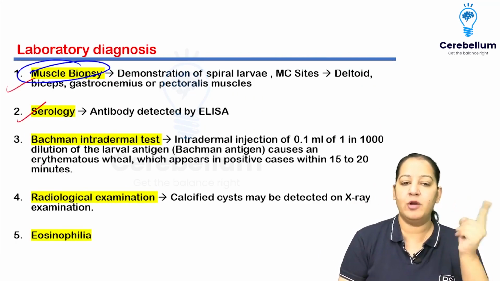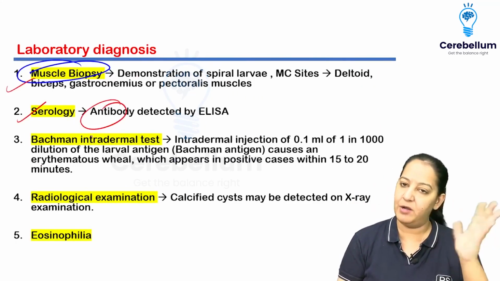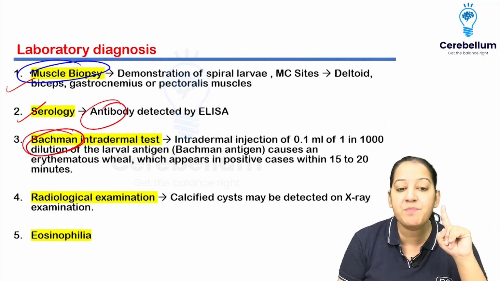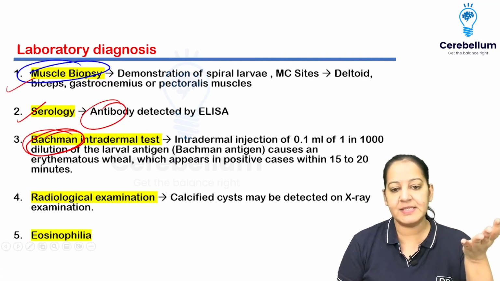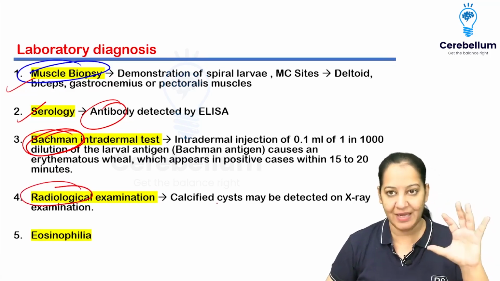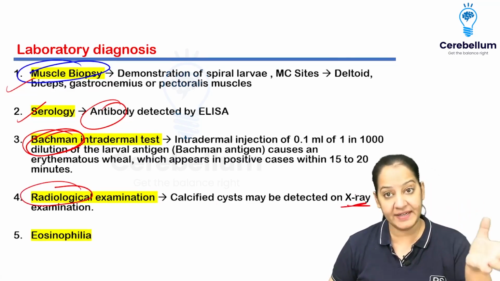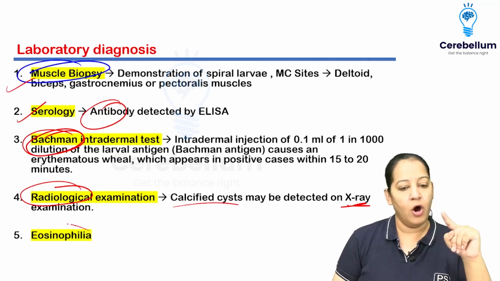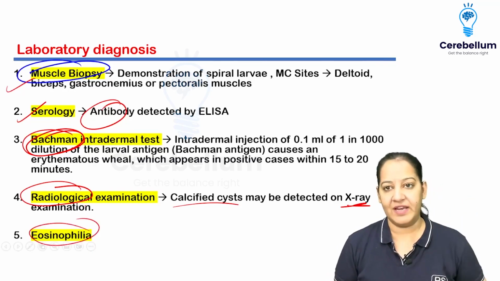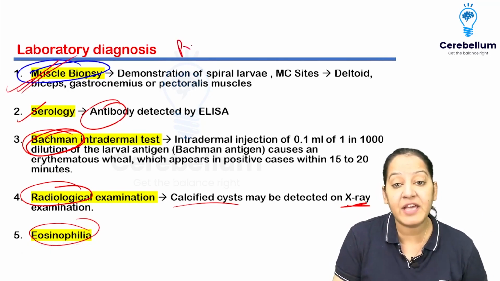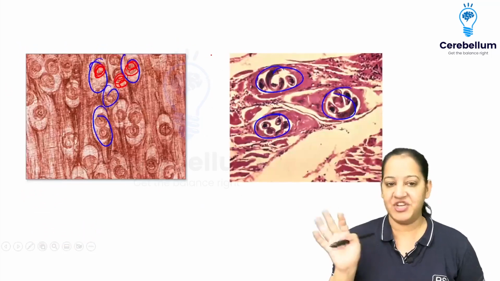You can take a blood sample and look for antibody. You can take a blood sample and look for antigen. You can do a skin test. The skin test here is the Bachman test. It is a skin test, a delayed hypersensitivity. You can do radiology. In the X-ray of the muscle, the calcified cyst containing the larva can be seen. Or in the blood, non-specific is eosinophilia. So the best investigation is the muscle biopsy. It's a repeated PYQ for Trichinella spiralis.